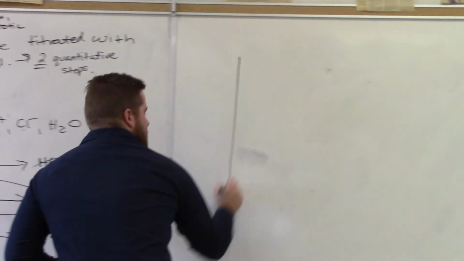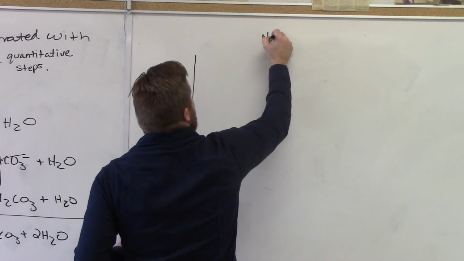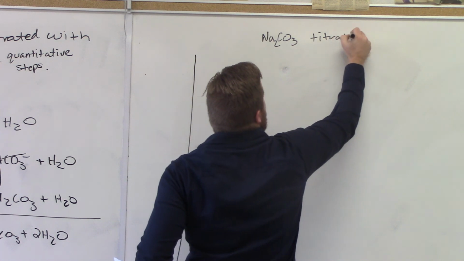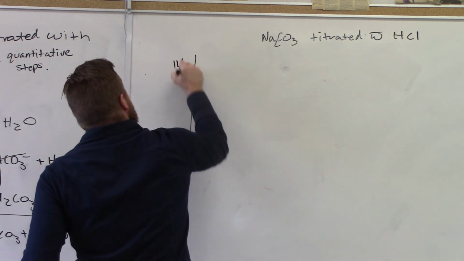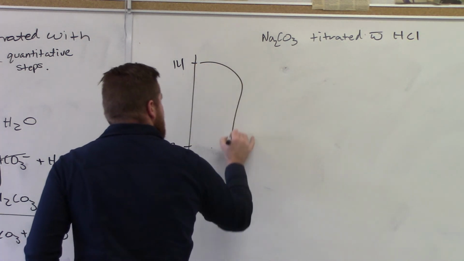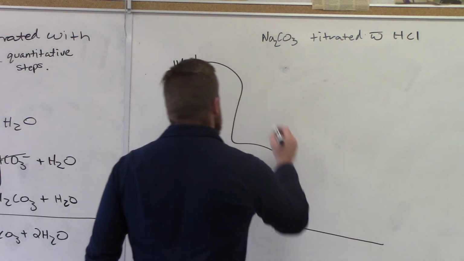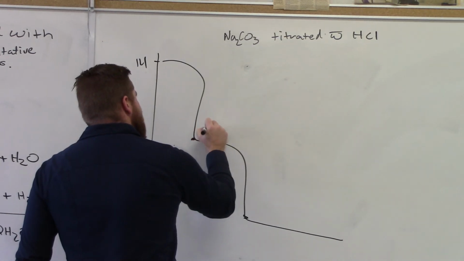And when I make my curve, okay, so Na2CO3 titrated with HCl. I'm going to have two endpoints, right? Okay, and that's my first equivalence.